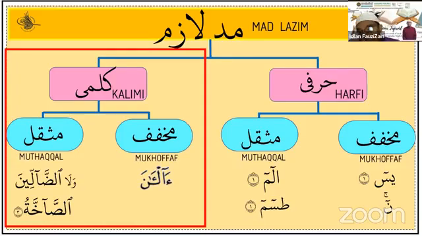And for Lazim Harfi Muthaqqal, it is when there is a huruf and the next huruf. Because if we remember how we want to recognize it, we need to spell the huruf. We need to spell the letter like lam: lam, alif, mim. And then we categorize it as muthaqqal or mukhaffaf.